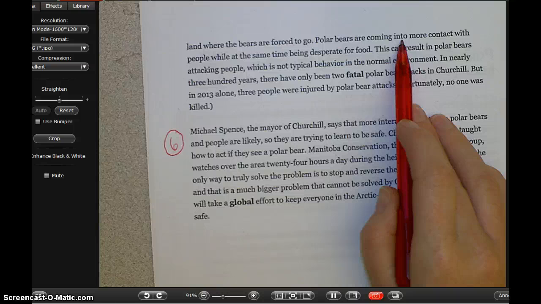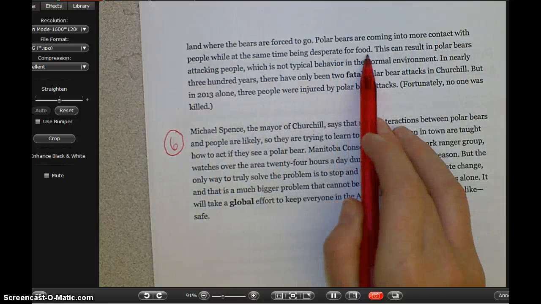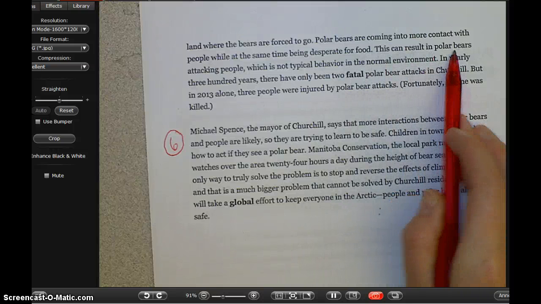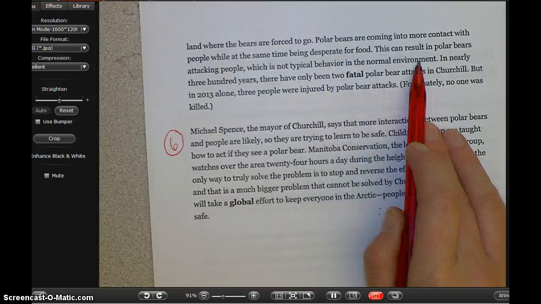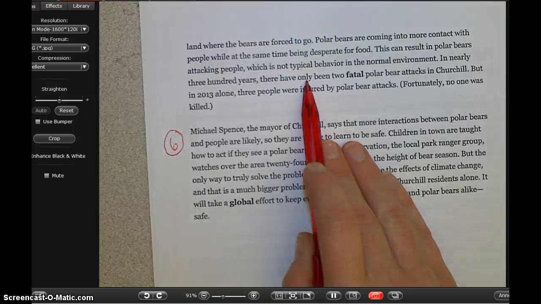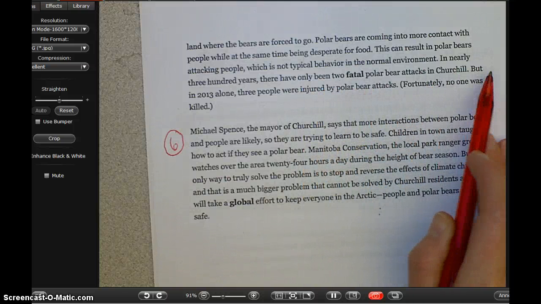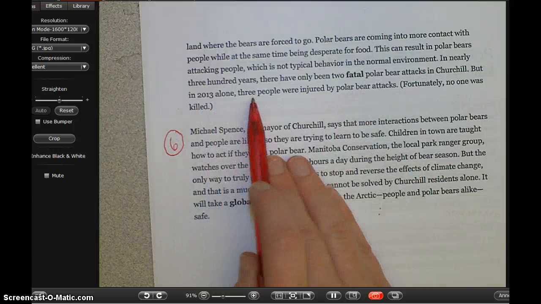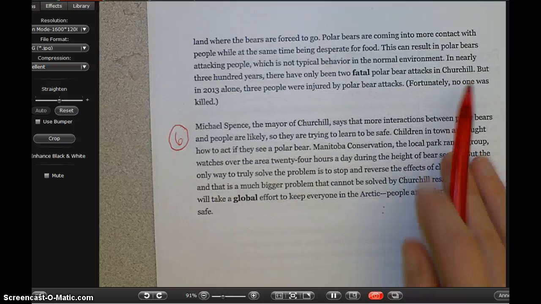Polar bears are coming into more contact with people while at the same time being desperate for food. This can result in polar bears attacking people, which is not typical behavior in the normal environment. In nearly 300 years, there have only been 2 fatal polar bear attacks in Churchill, but in 2013 alone, 3 people were injured by polar bear attacks. Fortunately, no one was killed.